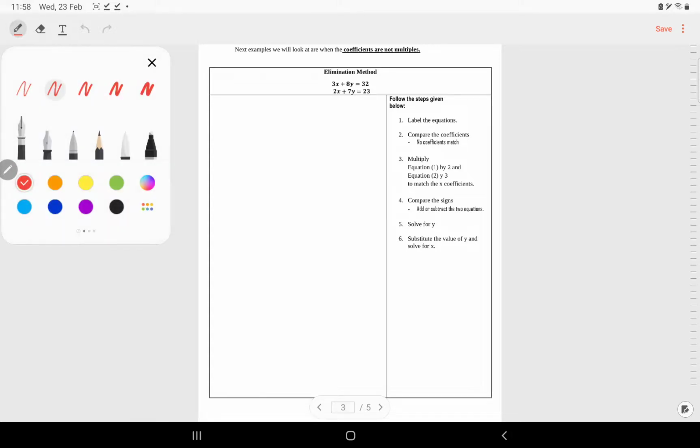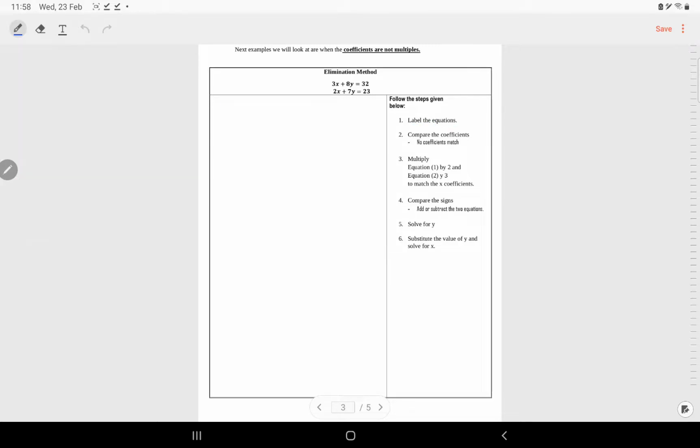So let's start by first labeling the equation. So we have 3x plus 8y equals 32. First equation. And then second equation. Now how do I make the terms have the same coefficient?